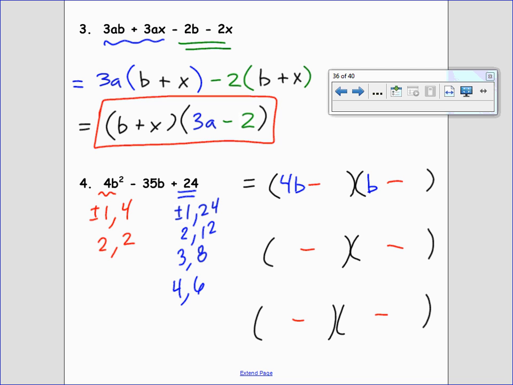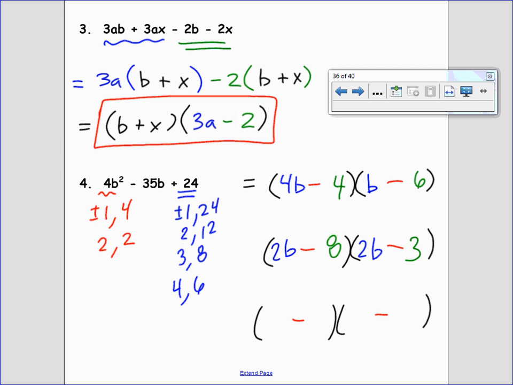4b, b, 2b, 2b, and I'm going to try 6 and 4, and I'm going to try 8 and 3. All right, my current placement in the top parentheses results in an outer product that is minus 16b and an inner that is minus 6b. Does that sum to give me 35? Nope. Let's switch it. My outer product now is negative 24b minus 4b.